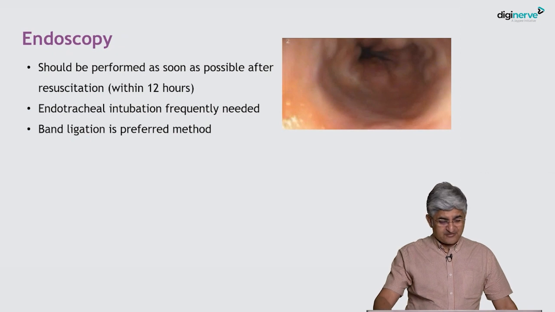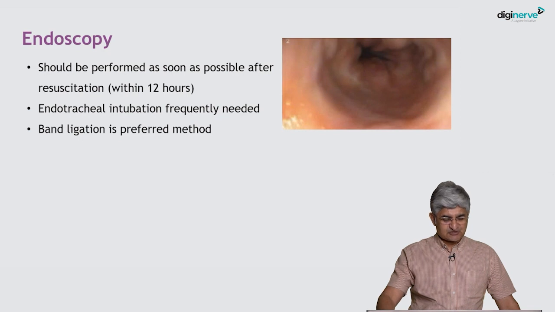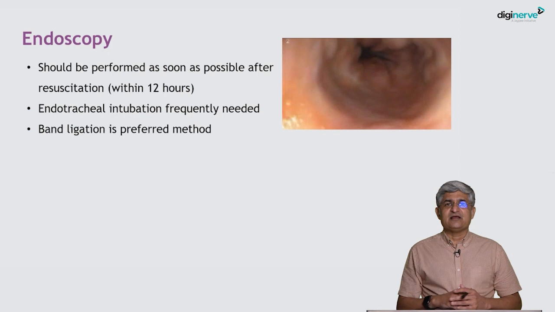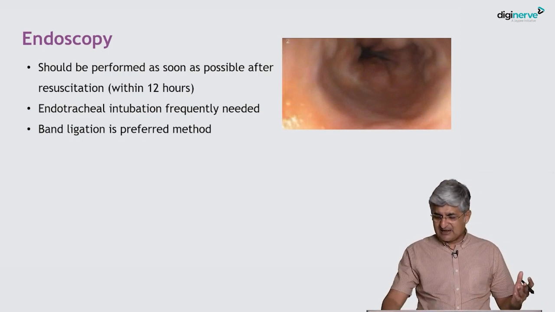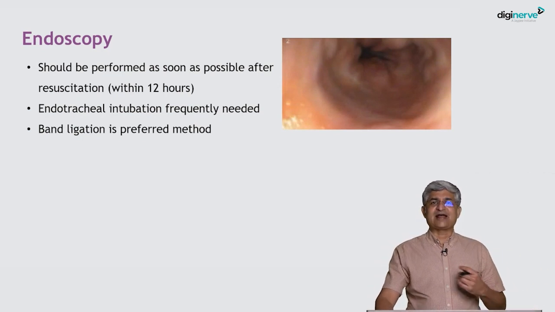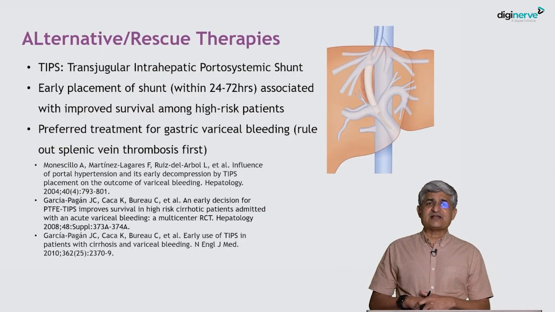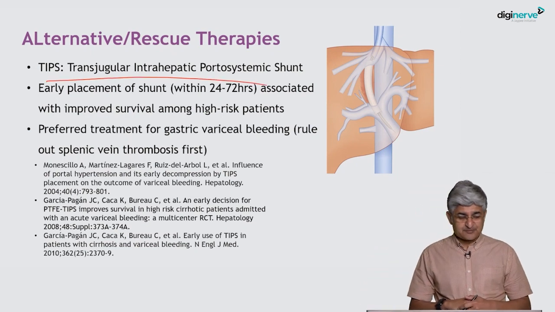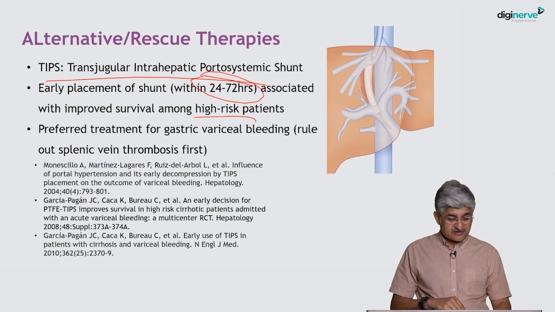And then the planning of the endoscopy should be done after proper optimization and as fast as possible to identify the exact source of bleeding. If the patient's airway really needs to be protected, of course, do not hesitate to intubate the patient, and then band ligation should be considered in these patients with a large amount of varices or sometimes local injections with epinephrine. Alternative rescue therapies, as I said, transjugular intrahepatic portosystemic shunt therapy or early placement of the shunt within 72 hours is associated with improved survival.